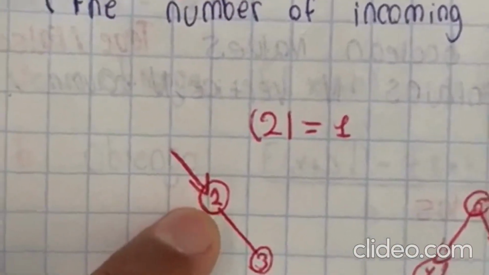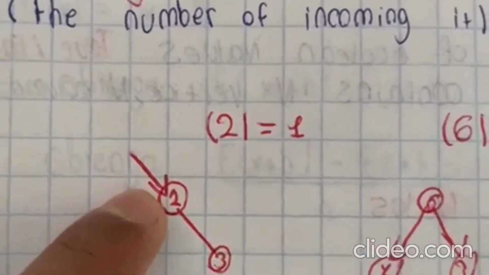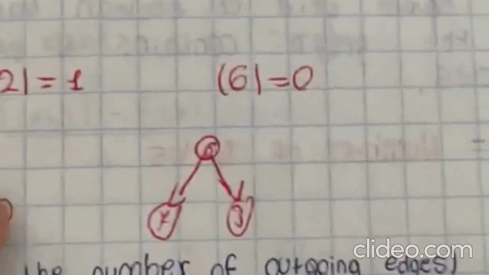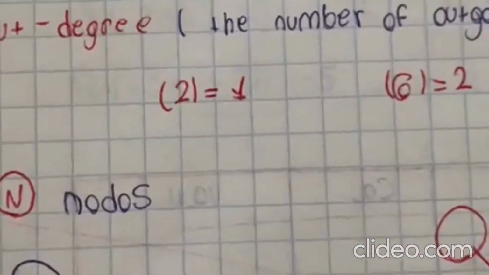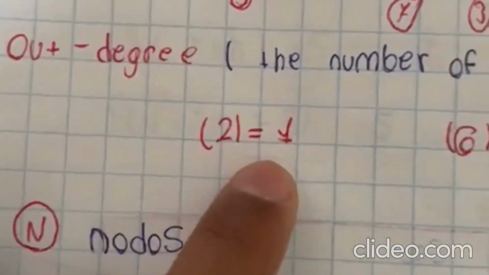If there is a route that comes into this node, it is the in-degree. If a route goes outside of this node, it is the out-degree.